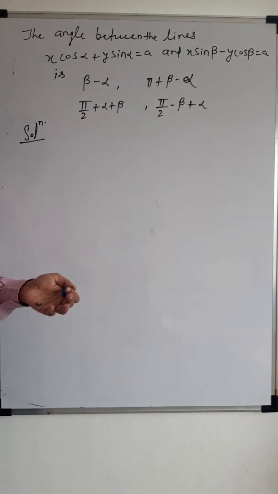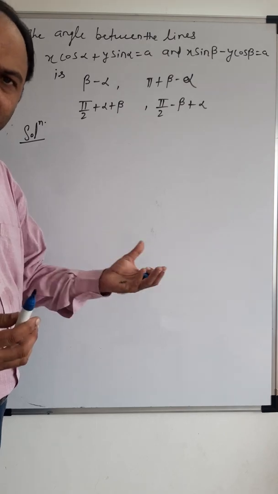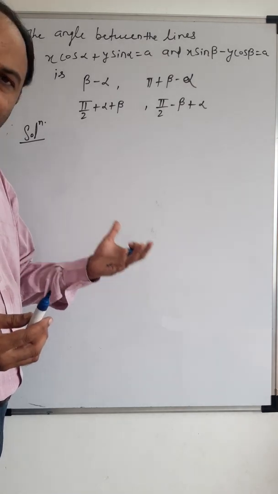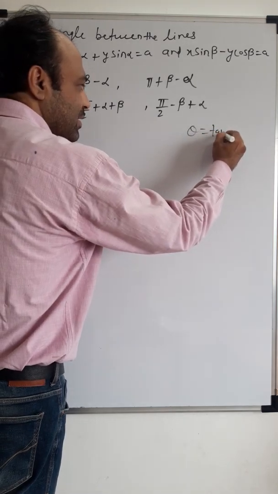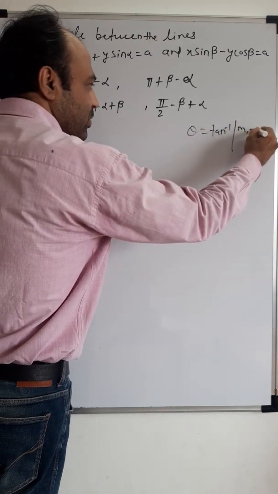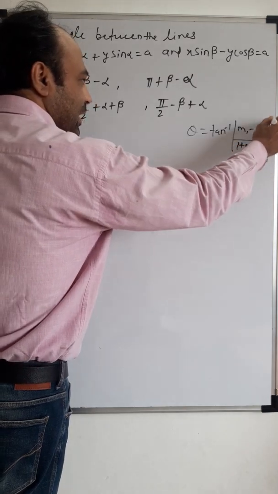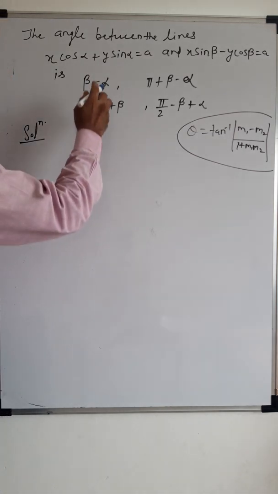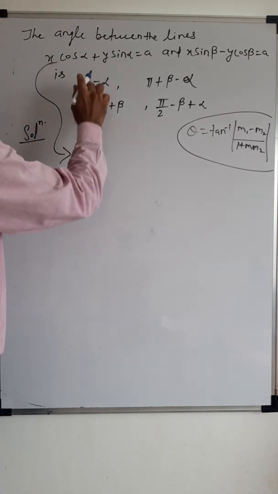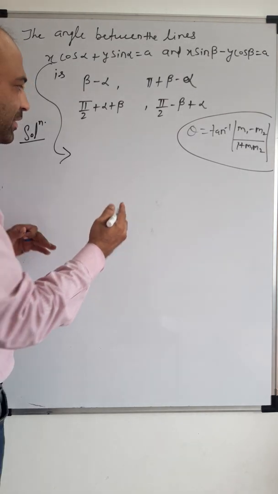Whenever we have to find the angle between two lines, we try to get the slopes m1 and m2, and then we use the formula theta equals tan inverse of (m1 minus m2) upon (1 plus m1 into m2). Correct? This way we can get the angle between two lines. In the same way, we'll get the slopes of these two lines. How will we get them? We'll convert into y equals mx plus c form.